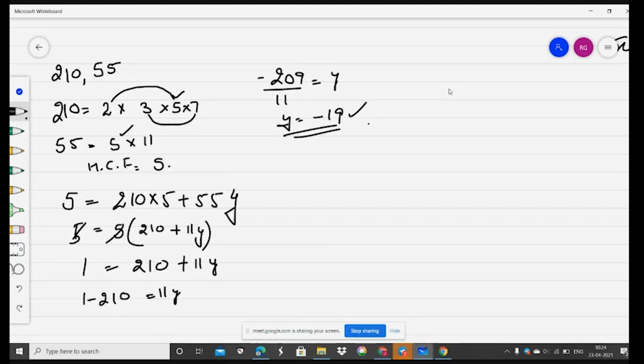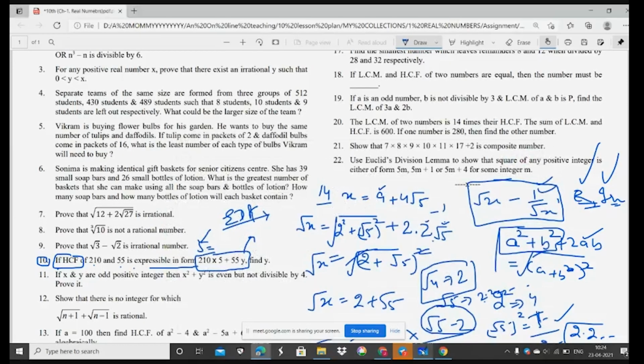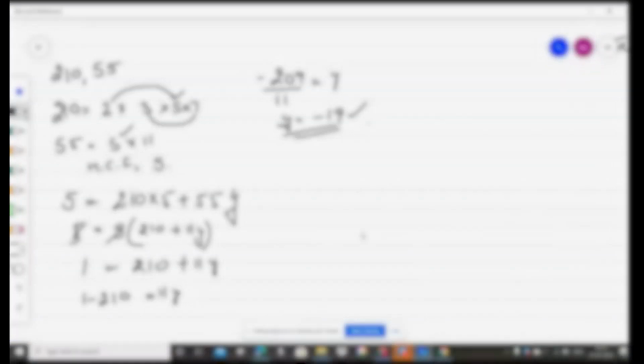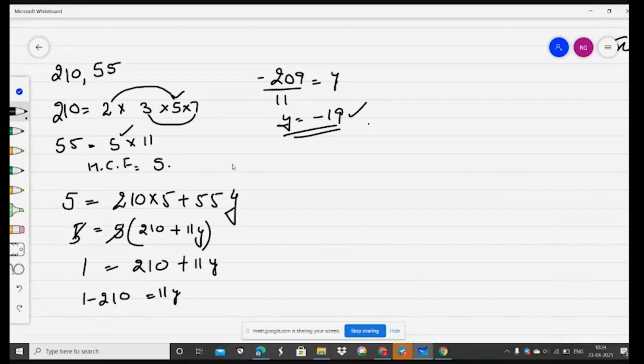Ma'am, starting questions 1, 2, and 3. Ma'am, in this question, how did that 4 come? Which 4? Where is 4? I'm not able to see. Next, ma'am, here 209 is divided by y. Beta, y? This is y, same y. Okay, ma'am.